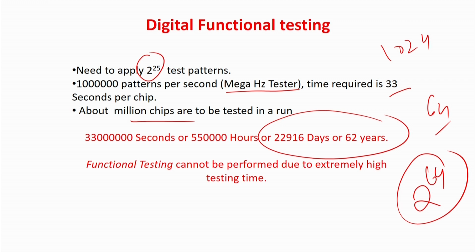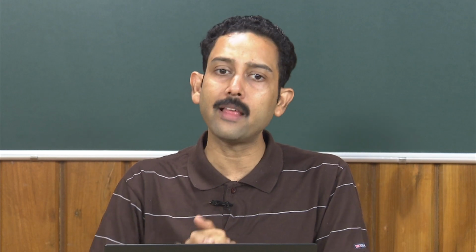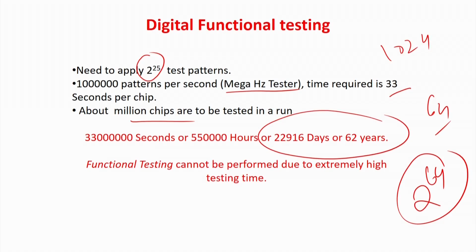So functional testing is very simple. Apply all 2 to the power 25 patterns, or 2 to the power n patterns, where n is the number of inputs, all possible combinations, match with the golden response, and you are super confident that your chip will function accurately as per the functionality. But again, 2 to the power n is an exponential complexity, and even for a simple AND gate you can see exorbitant or infeasible numbers. So if the circuit has 64 inputs, you can do the mathematics, you will find that not even a single chip can be tested in hundreds of years.